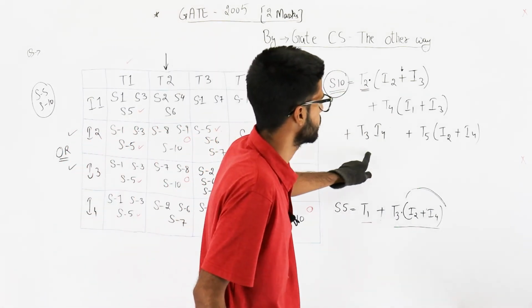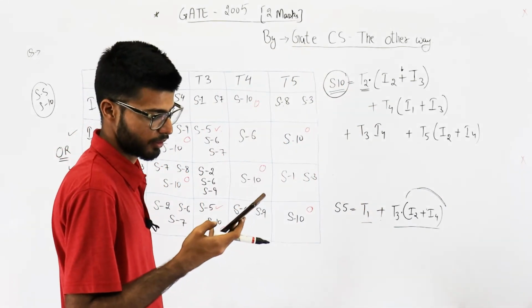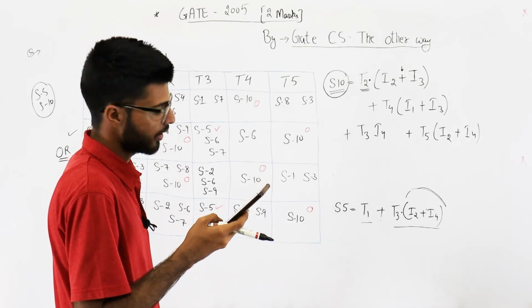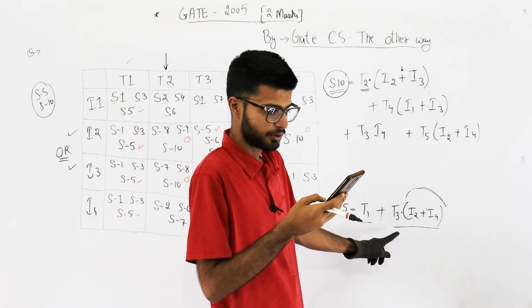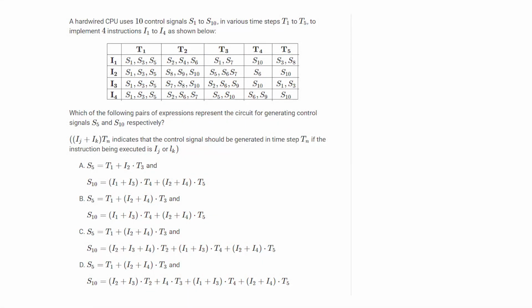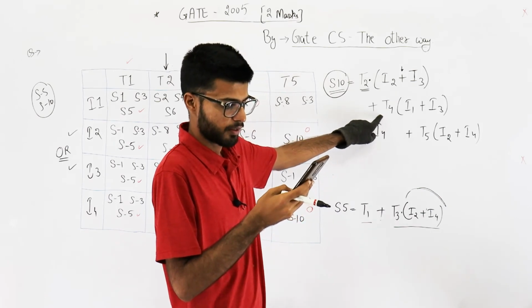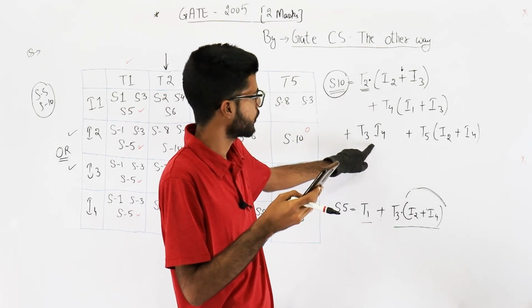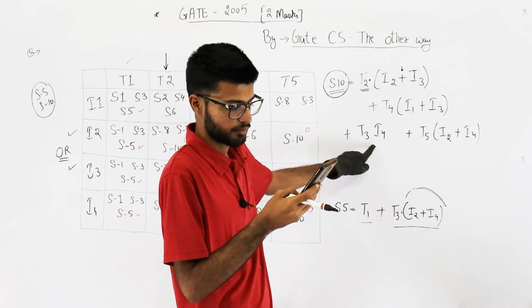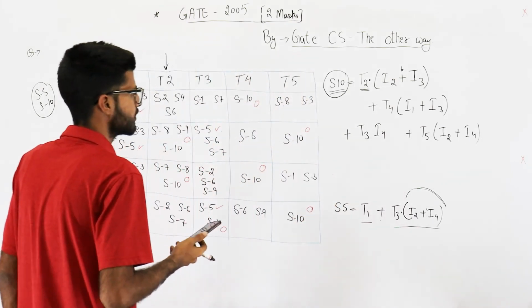Similarly, you can analyze these three and you'll find your answer is option number D. Option D says S5 is equal to T1 plus I2 I4 into T3, and signal number 10 is T2 into I2 I3, then T4 into I1 I3, and I4 into T3, then we have T5 into I2 I4. Yeah, so your answer is option number D.